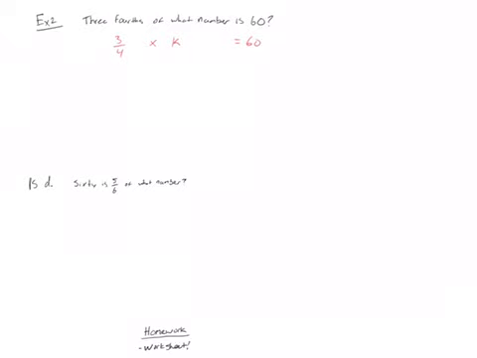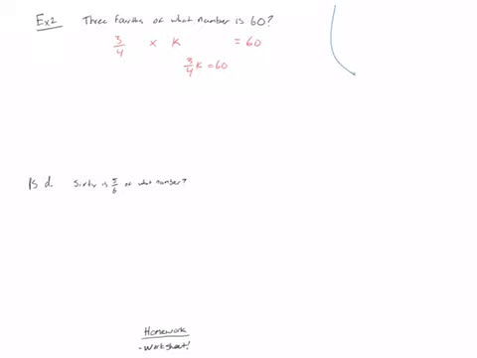Okay, so I'm just going to write this as 3/4 k, right? That means multiplying, is equal to 60. Now, a little trick when we're multiplying by a fraction, if we want to get rid of that fraction, we can multiply by its reciprocal.